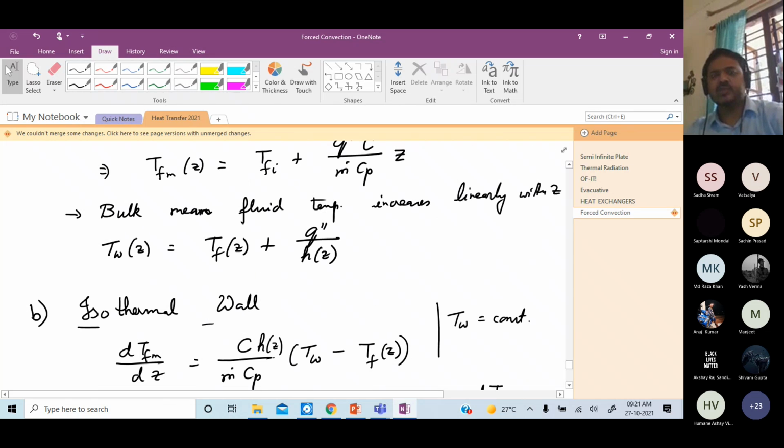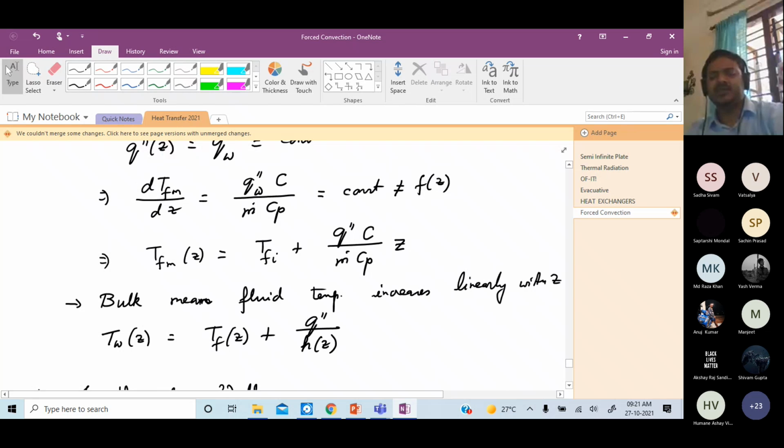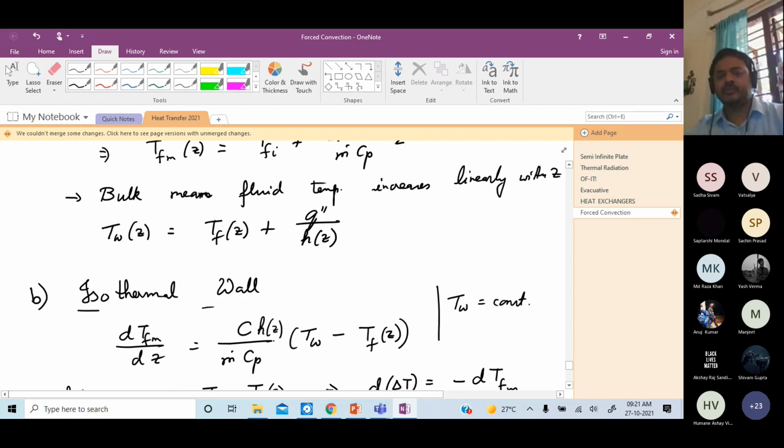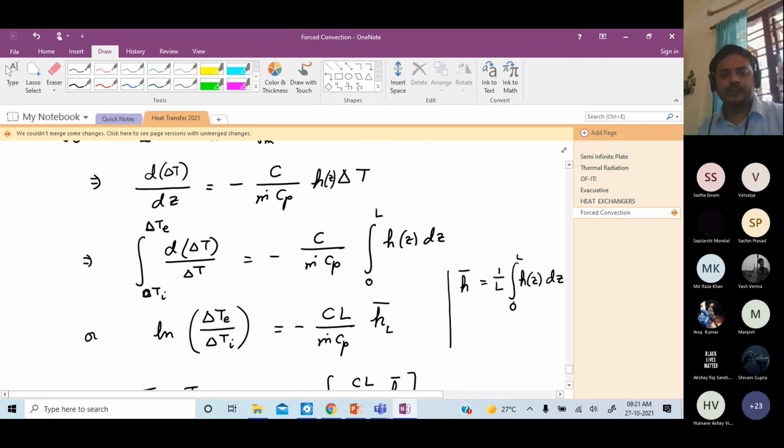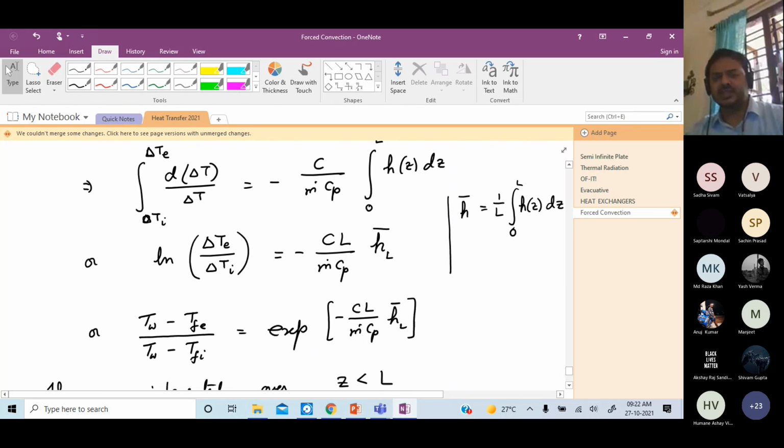For an isoflux, the T fluid is linearly varying with Z, and TW is T fluid plus a constant difference. That's exactly what we had plotted. For isothermal, it's a little more complicated, and it is kind of an exponential rise, as we see here.